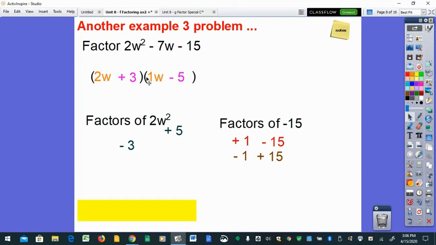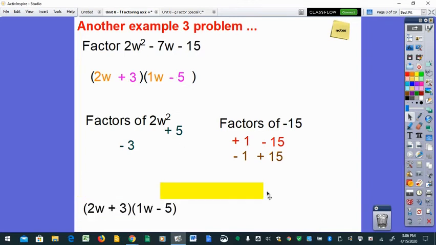2w times w is 2w squared. 2w times negative 5 is negative 10w. 3w on the inner, negative 10 plus 3 is negative 7w. And a positive 3 times a negative 5 is a negative 15. And I've got the right combination. And don't forget that the order of the binomials doesn't matter. If you had written the w minus 5 first, you're good. And you also, this 1 can be the invisible 1.